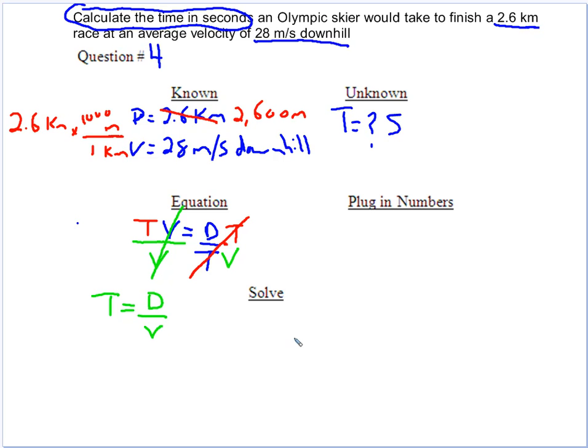So now we just have to plug in our numbers. Time equals, remember we changed our value to 2,600 meters divided by a velocity of 28 meters per second.